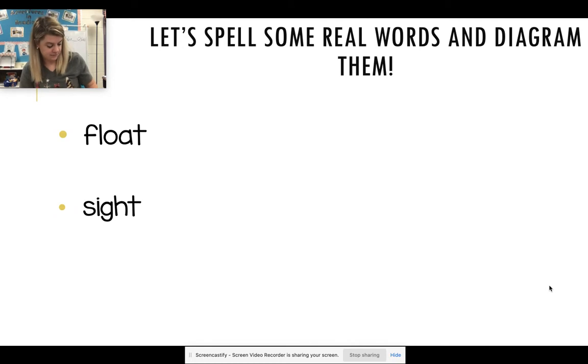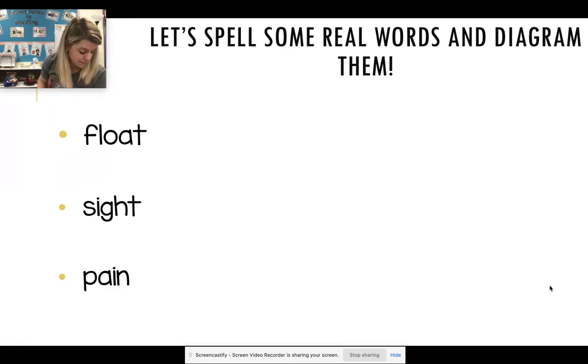Word number 3, pain. Pain. Pain. Where do you hear it? Do you hear it in the beginning, the middle, or the end? Pain. Very good. We hear it in the middle, so it's going to be P-A-I-N. Pain. Good job.